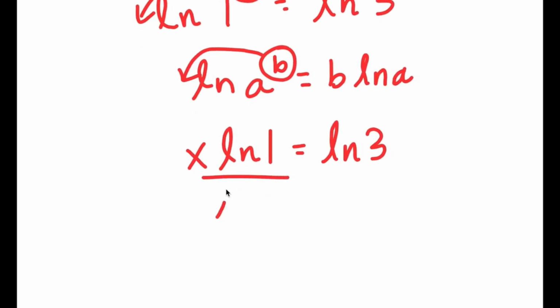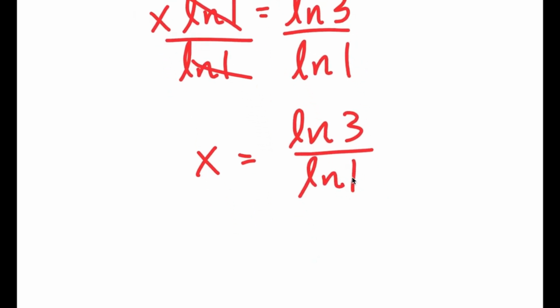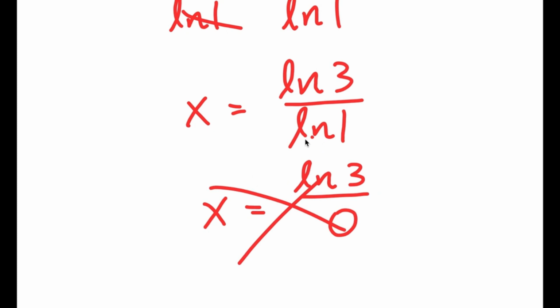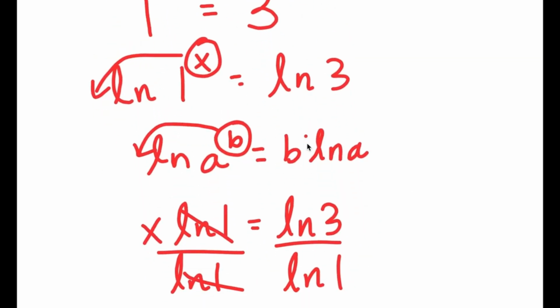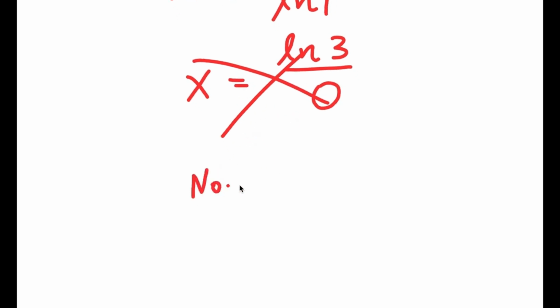And now if I divide both sides by ln 1, these two cancel out, and I get x is equal to ln 3 over ln 1. Now, if you didn't already know, ln 1 is equal to 0. So I get x is equal to ln 3 over 0, and you can't take any number and divide it by 0 because that's undefined, meaning this has no solution. So that method doesn't work. However, this just means that there are no real solutions.